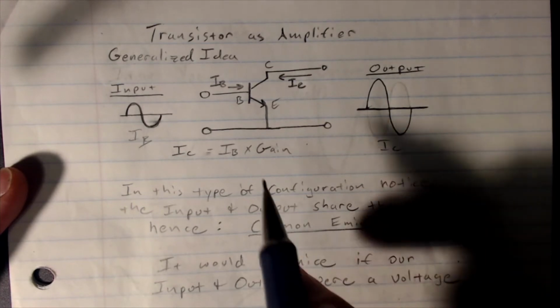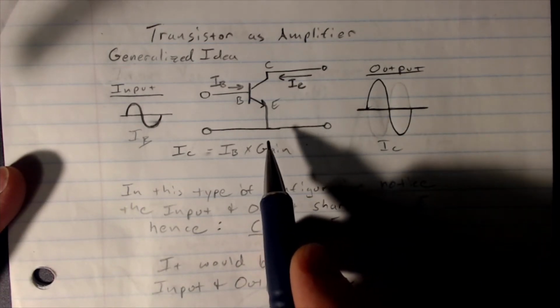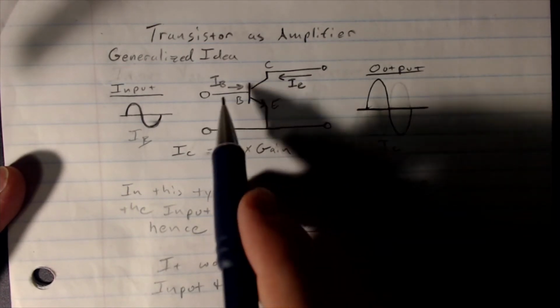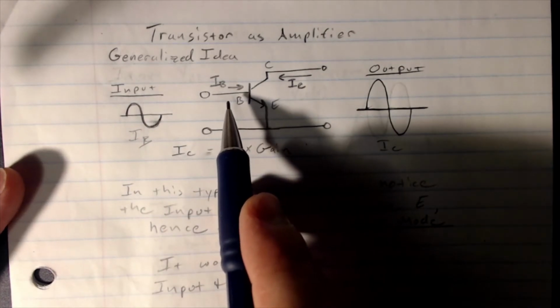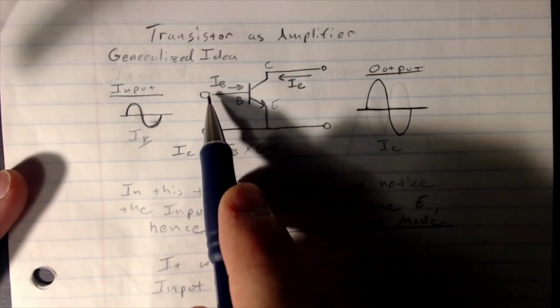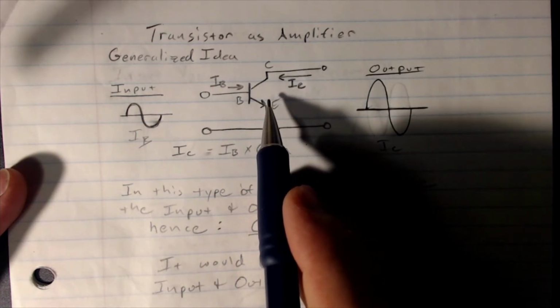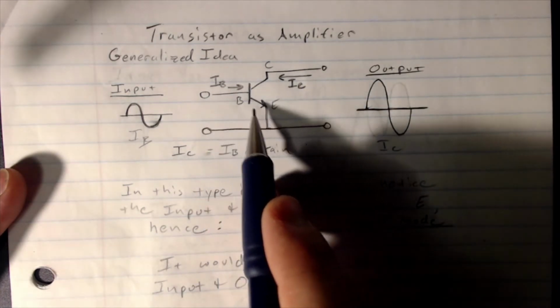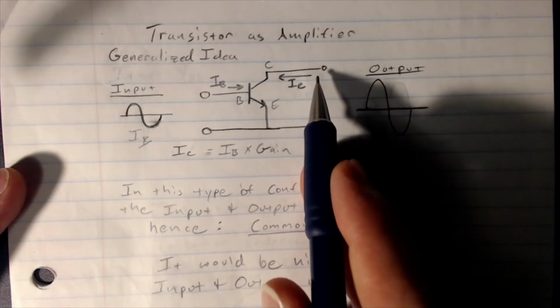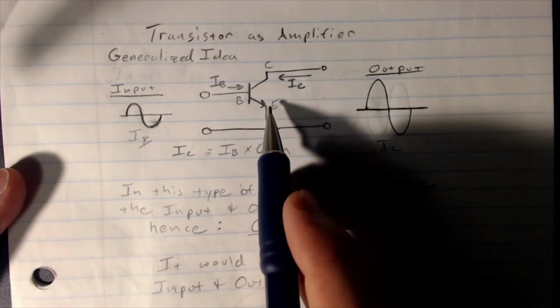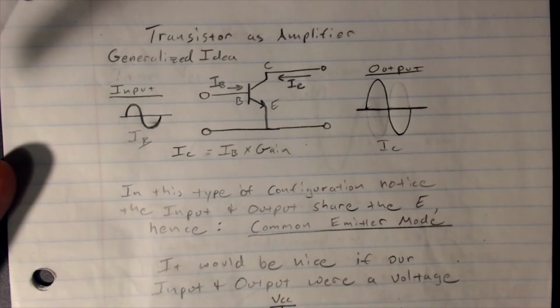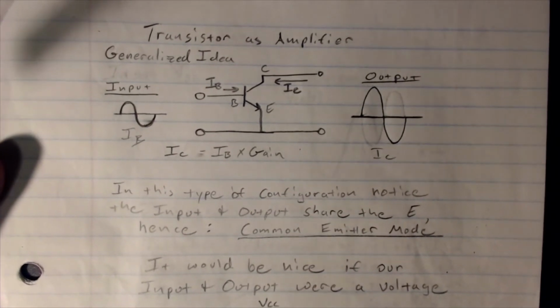Now, transistors already inherently do this, and hopefully at this point you've already kind of caught on to that, because of the whole idea. A small amount of base current produces a large amount of collector current, or a small amount of changing base current produces a large amount of changing collector current. So this is kind of what I'm setting up over here.